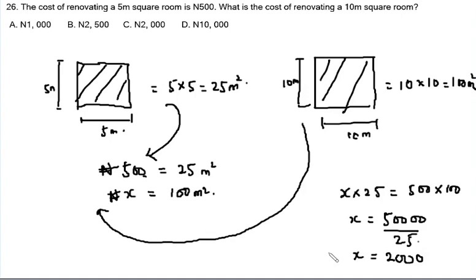So the price of renovating the 10-meter square room will be 2,000 naira. So our answer is C. Let's move on to the next question.